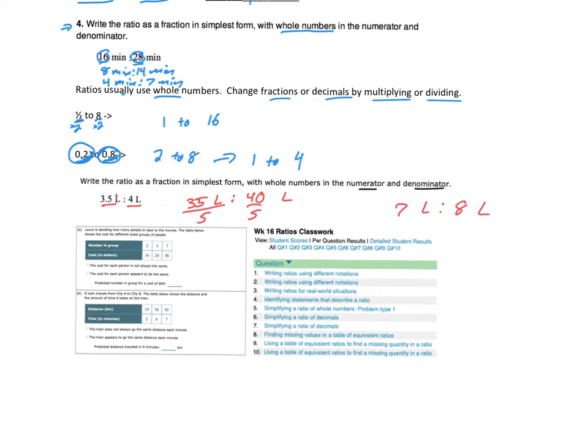If we were really clever, we could have gone back to the original and just doubled both of them. 3.5 times 2 is 7, 4 times 2 is 8. Lots of strategies to do on ratios here. And we're going to use a lot this week.